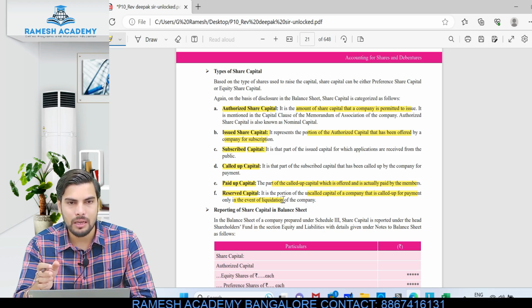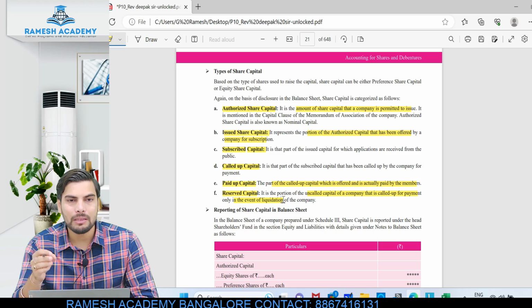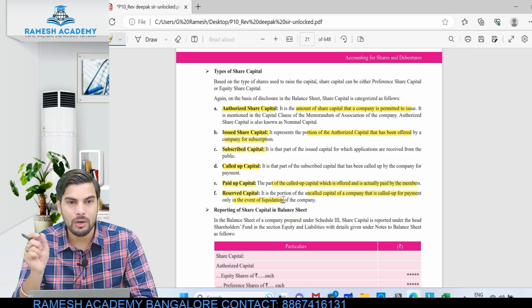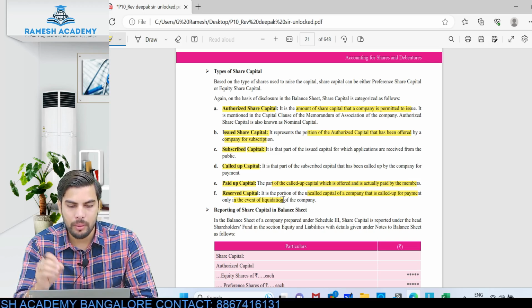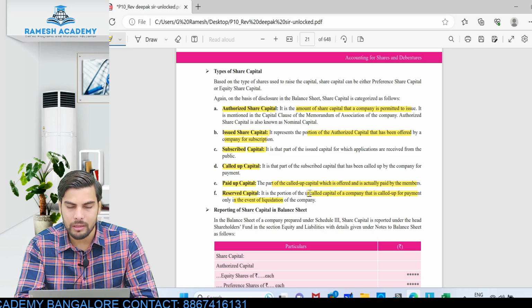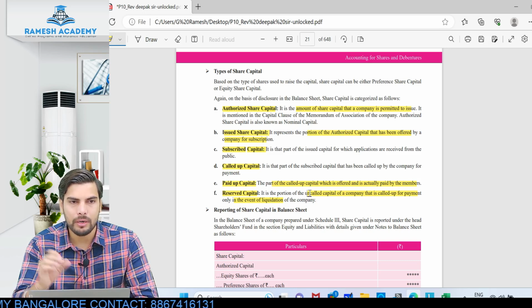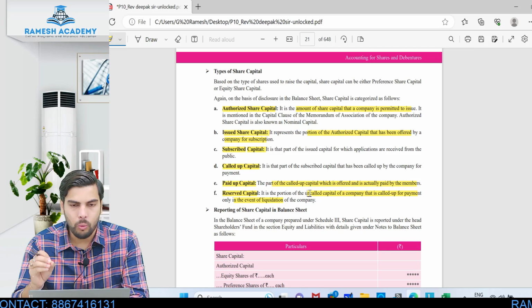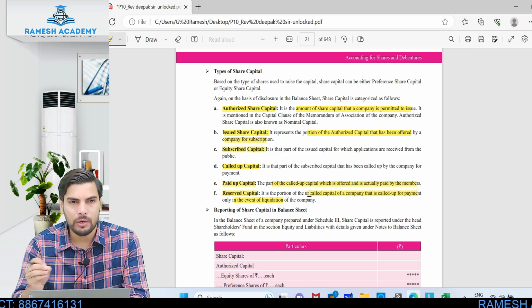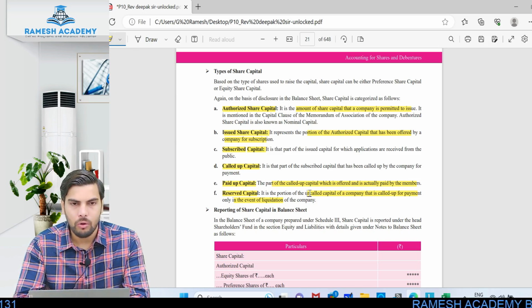Because that is the time when I'll be requiring the funds, I'll be keeping this as reserve. That is why it is called reserved capital. The first thing to remember is it is uncalled capital, and the remainder will be called only in the event of liquidation or winding up. Only in the event of liquidation or winding up, the remainder will be called and the amount will be paid. Hope you guys understood this.